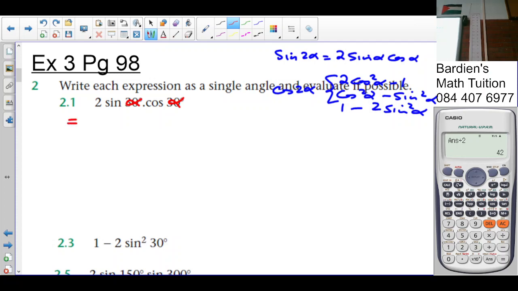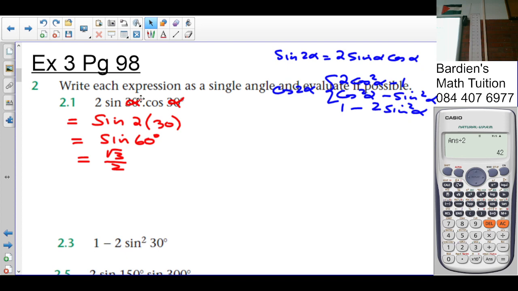Sine 2 alpha. And what's your alpha angle here? 30 degrees. So it can be written as what? Sine of 60 degrees. And sine of 60 is what? Root 3 over 2. Any confusion there?